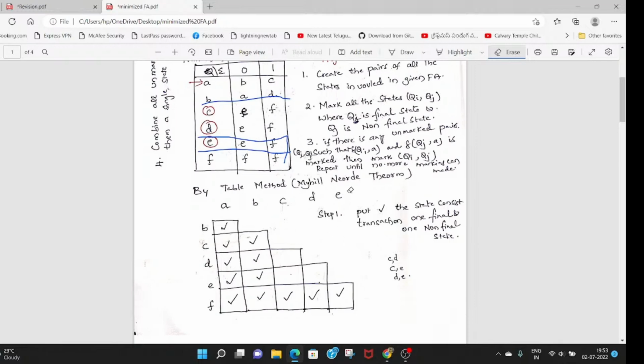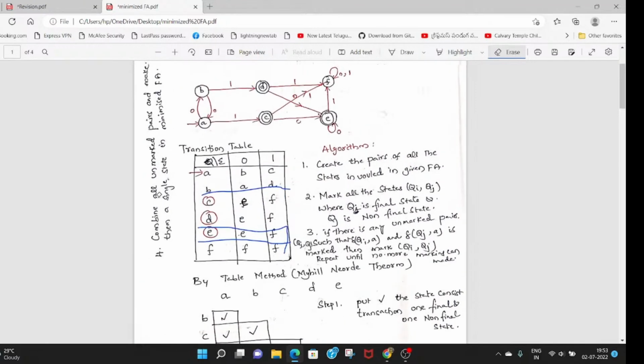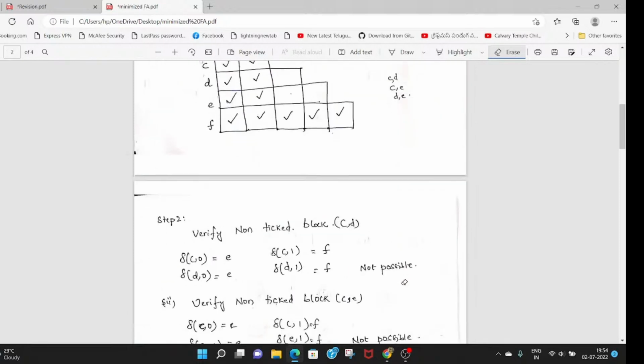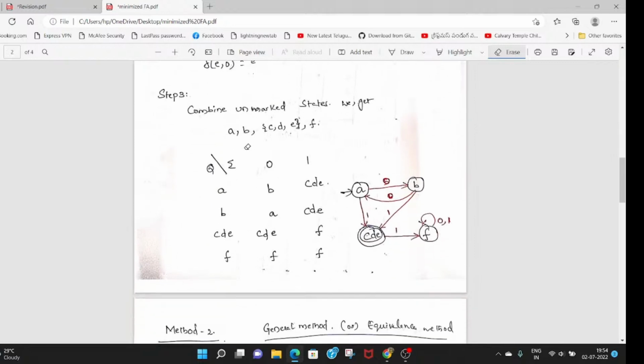So what else will your last step say? Combine all your unmarked pairs. You just combine all your unmarked pairs. What are the unmarked pairs? CD, DE and CE. So now you can make a transitive closure on this. If you have a relation between C to D and D to E, then it has a relation from C to E also. So because of that, you can make these three states an equal state. You can combine C, D, E and make it a single state.